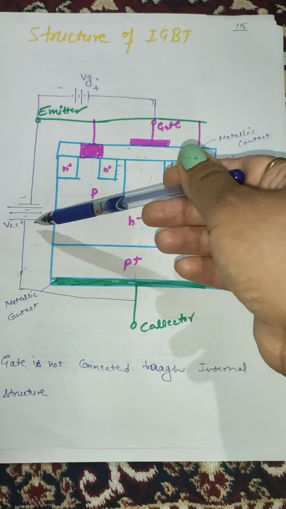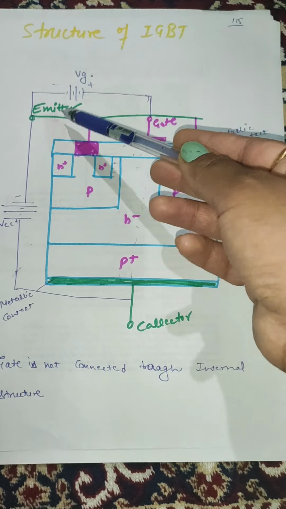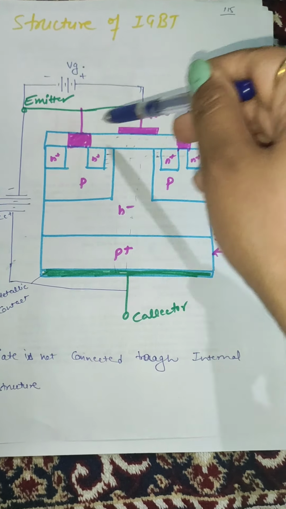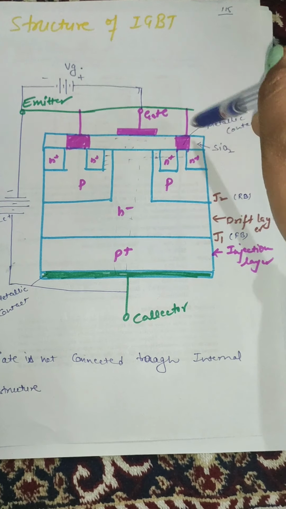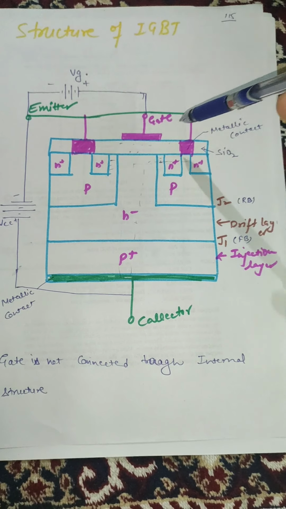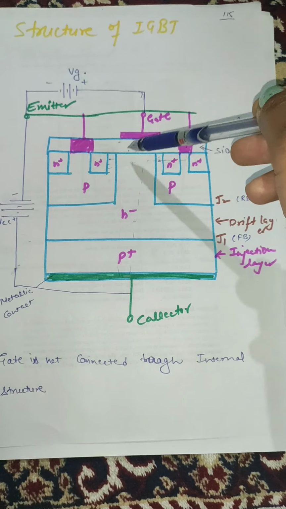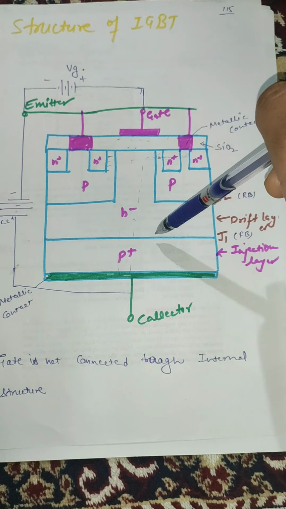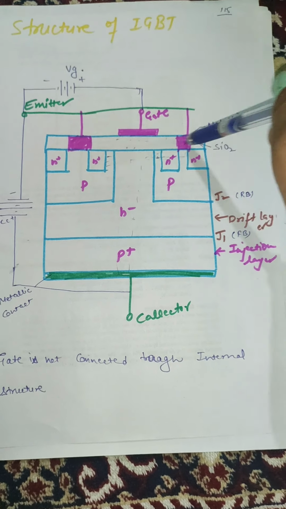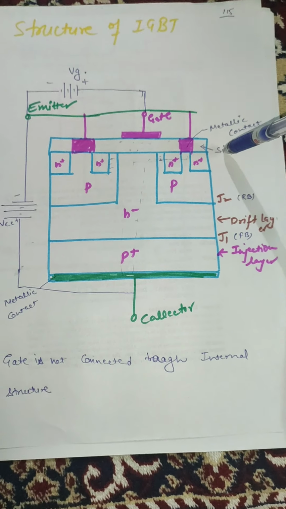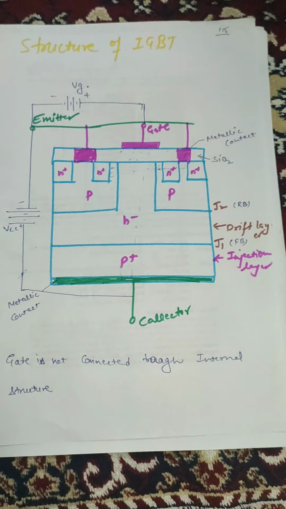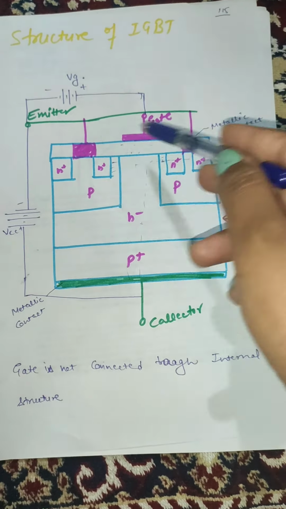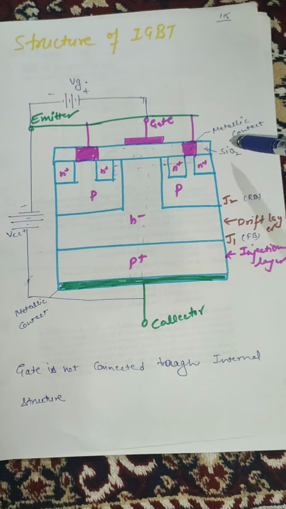The collector is positive with respect to the emitter, and the gate is positive with respect to the emitter, and a SiO2 layer is there at the gate. So you can see that the gate is not directly connected with the circuit. It is connected through the SiO2 layer. That is why it is called an insulated gate. The green and pink colors are the metallic contacts.